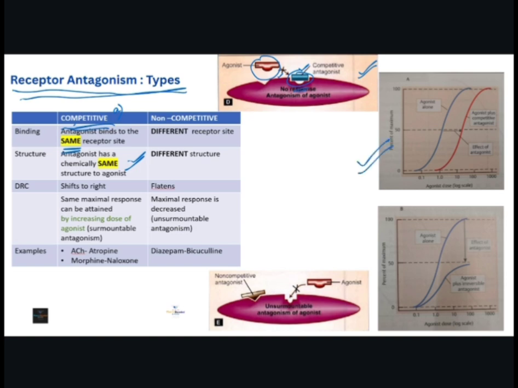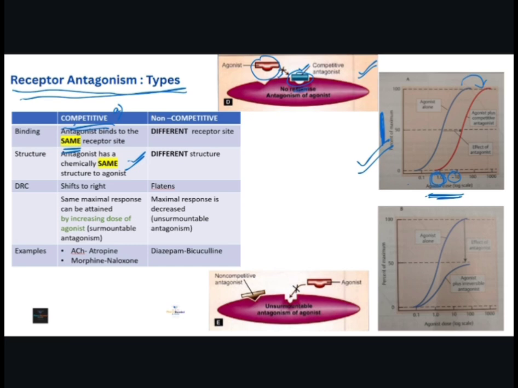Now please look at this log dose response curve. Dose is marked on the x-axis and response on the y-axis. If you notice in this DRC, as the dose of the agonist is increased, the same response is obtained in the presence of the antagonist. That is, the DRC is getting shifted to the right. So this is the third and fourth point.